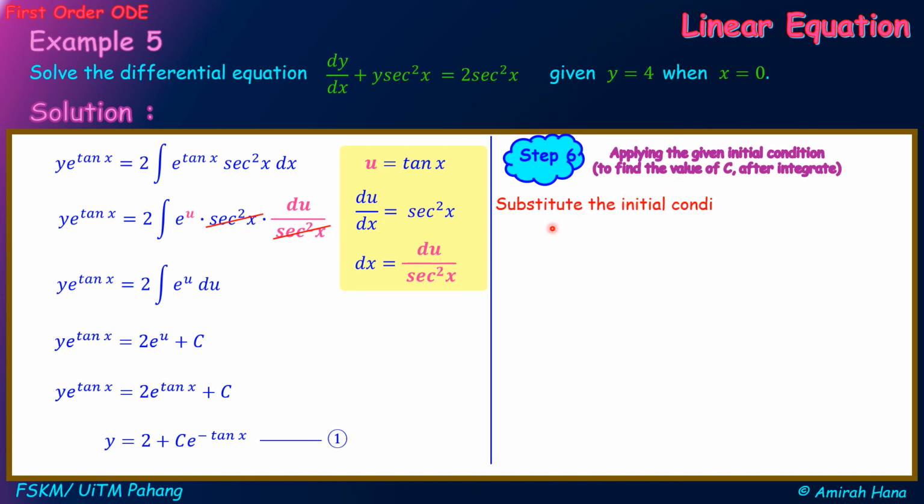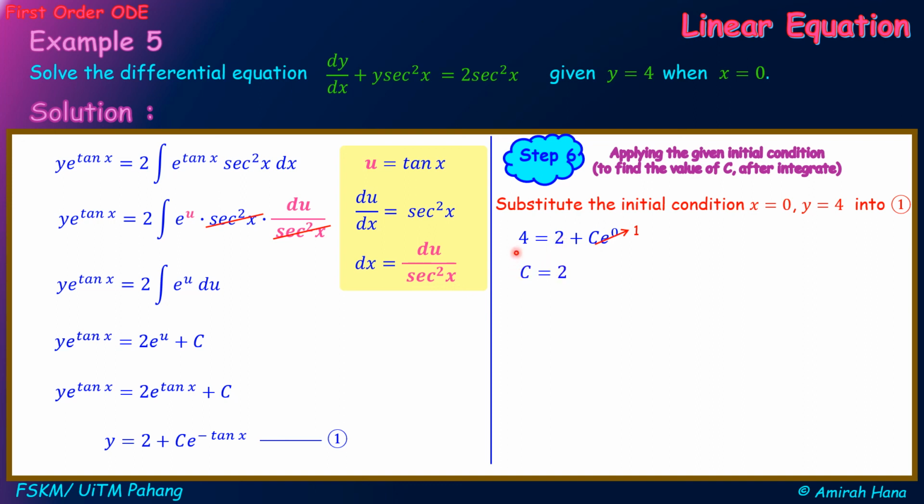Right? So, we need to substitute the initial condition x equals 0 and y equals 4 into equation 1. Right? So, we have y equals 4. So, we substitute here. y equals 4 equals 2 plus c. And then we replace x equals 0 here. Tangent 0 equals 0. Okay? So, we have e to the power of 0. We do not need to put negative because 0 is not positive or negative. Okay, we just put 0 here. Okay. And then e to the power of 0 equals 1. Okay. So we get c here.